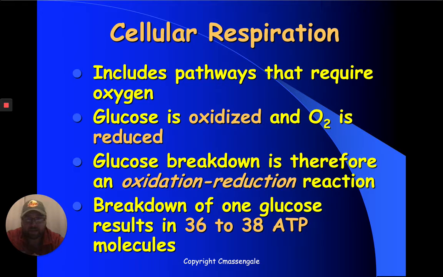So in essence, what cellular respiration is, we're going to take glucose apart. We're going to get rid of the carbon, the hydrogen, and the oxygen, because we don't want any of those things. All we want is the energy that's stored in the bonds. That's what we're going to do. We're going to dismantle a glucose molecule to get the energy that's stored in its bonds.